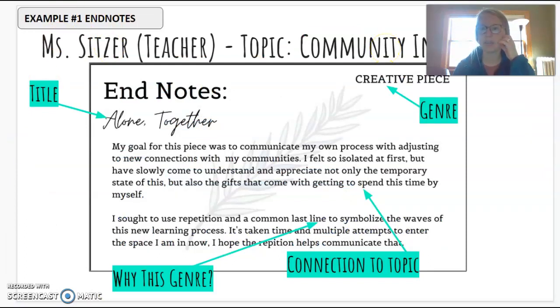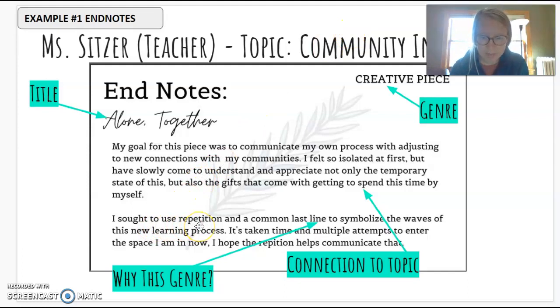Her topic is community in isolation, and here's her endnote. Alone Together is the title of this specific piece. It comes from her creative genre piece, and let's read it. My goal for this piece was to communicate my own process with adjusting to new connections with my communities. I felt so isolated at first, but have slowly come to understand and appreciate not only the temporary state of this, but also the gifts that come from getting to spend this time by myself. So that connects to her overall topic, community in isolation, like finding community by herself even.